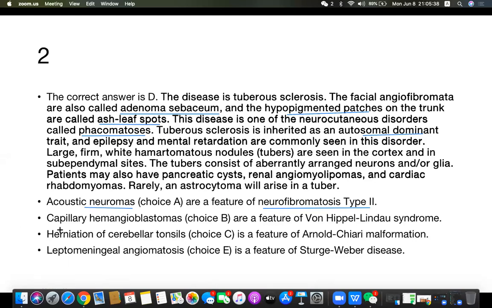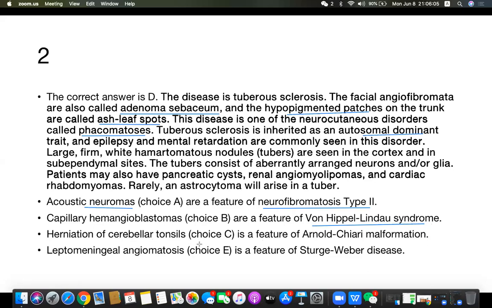Another one, the capillary hemangioblastoma, is a feature of von Hippel-Lindau syndrome. Now in this condition, multiple hemangiomas are found in different places of the body. If you remember, von Hippel-Lindau syndrome is one of the risk factors for renal cell carcinoma as well.